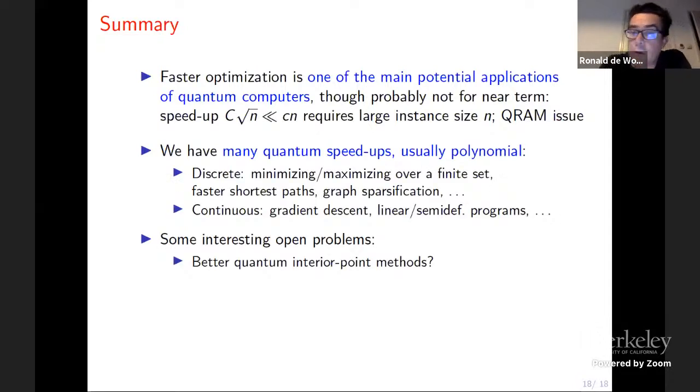And let me end with a few open problems. So one is, I think we should try to find better quantum interior point methods. I think this Kerenidis-Prakash algorithm is a good start, but it's probably not the best answer we can give.